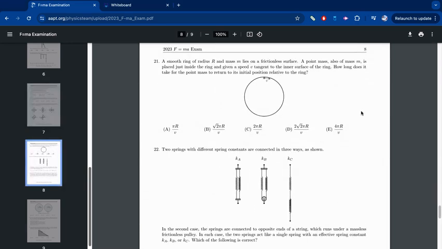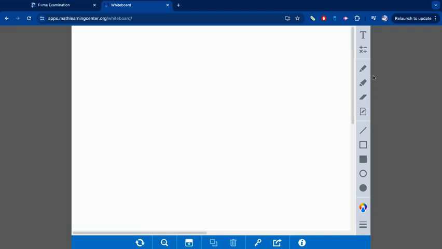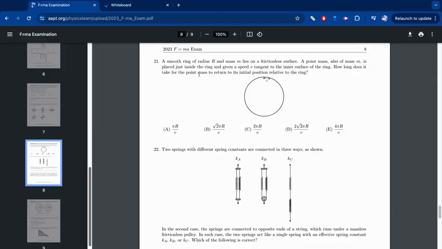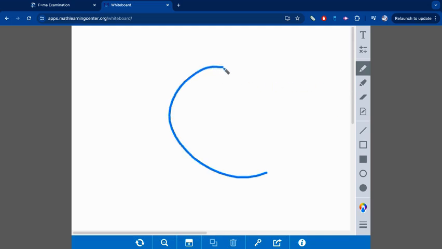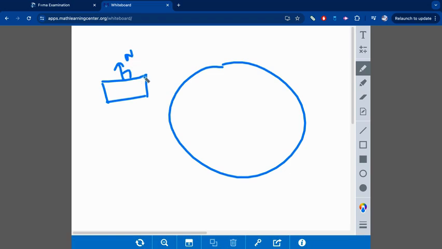For 21, we have a smooth ring of radius r and mass m. And you have a point mass, which is also of mass m, that's given a speed v tangent to the surface of the ring. And you want to find the time it takes to return to its initial position. So the key word here is that it's a smooth ring. So if you have a smooth ring, that means it's frictionless. So whenever you have a block and it has a smooth surface, that means it can only exert forces that are perpendicular. It can only exert a normal force because there's no horizontal friction.